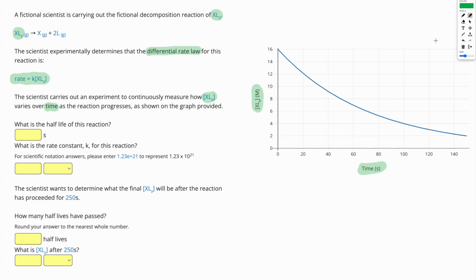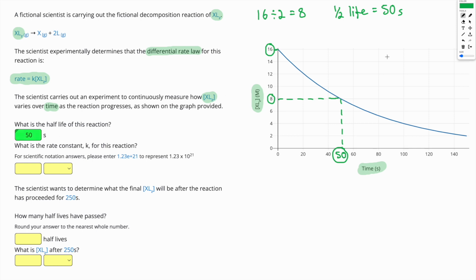So on our graph, we can see how our concentration has changed over time. We can see it started at 16. And remember, the half-life is the time taken for the concentration to halve. So 16 divided by 2 is 8. So by the time our concentration reaches 8, 1 half-life will have passed. So let's see on our graph, that would happen at 50 seconds. So that means our half-life is 50 seconds. Let's just test that in our answer box over here.